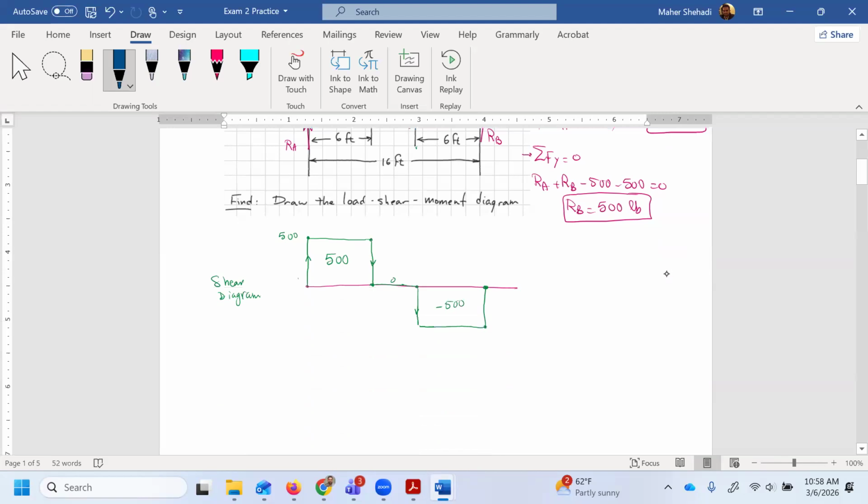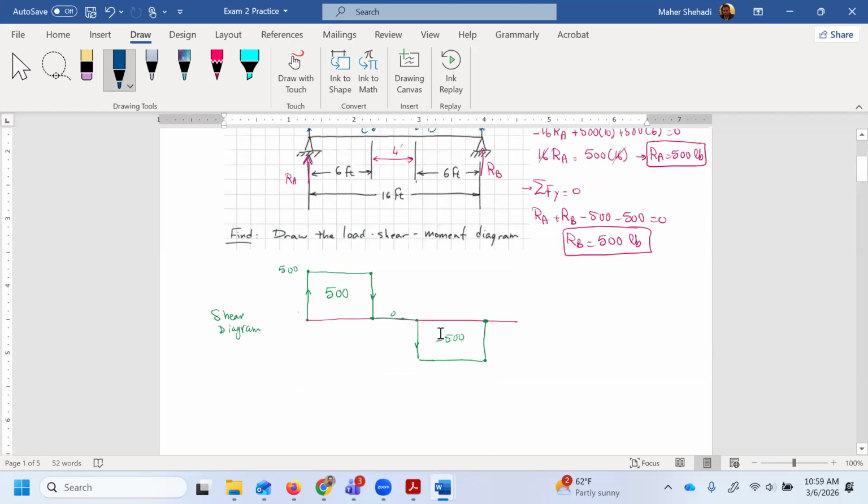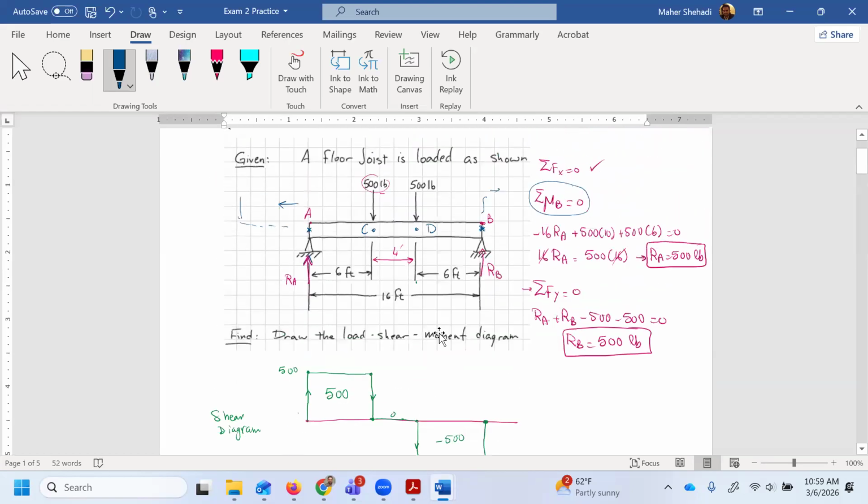So those 2 points are always 0, unless you have an applied moment, and we'll see that in one of the questions, and you should have seen it in the homework. Unless you have an applied moment at that point, it would make it jump or change. Sometimes it goes up, sometimes it goes down, depending on the value of the moment. Okay, so I need to find the moment at C and the moment at point D.